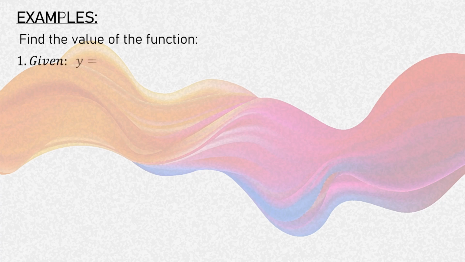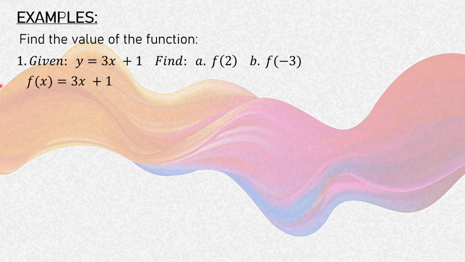So let us now have the examples. Find the value of the function. We have the given y equals 3x plus 1. So let us find the value of function of 2 and function of negative 3. So paano nga ba natin hahanapin ang value ng function using the values of the variable x? So ang gagawin lang natin, we will first substitute the variable y to f of x because y is also the same as f of x.